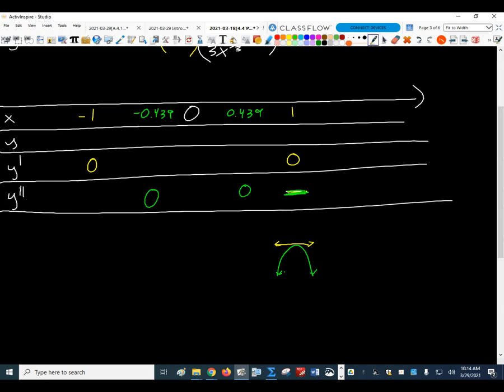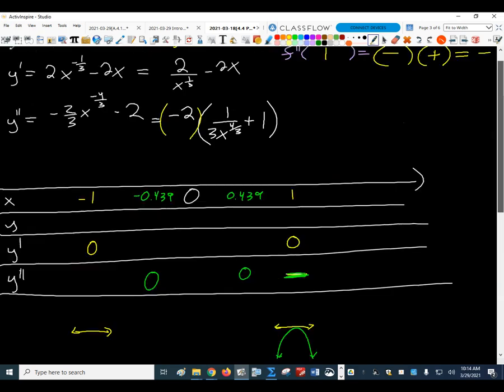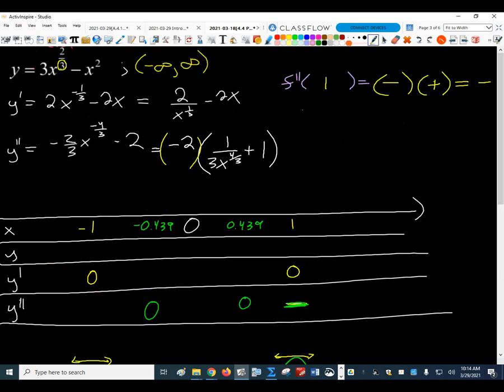What about at -1? I could do the same thing. I know I've got a 0 first derivative, so I know this is a horizontal tangent line. I would just have to evaluate my second derivative at -1. And what am I going to get? If I plug -1 in for x here, what's going to happen to x to the 4/3 if I plug in -1? Keeping in mind that that's a 4.